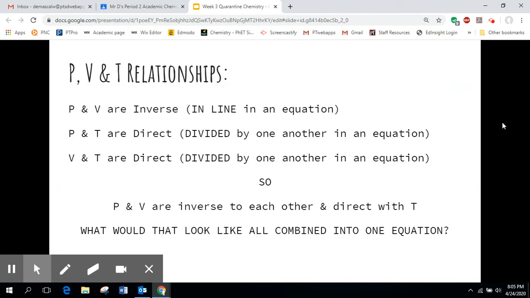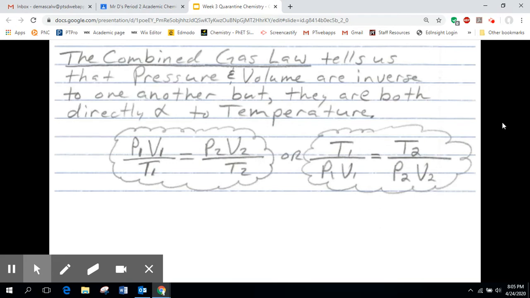Here are all the relationships. P and V are inverse. P and T are direct. V and T are direct. So if P and V are inverse to each other and direct to T, what would that equation look like? Did you come up with that?